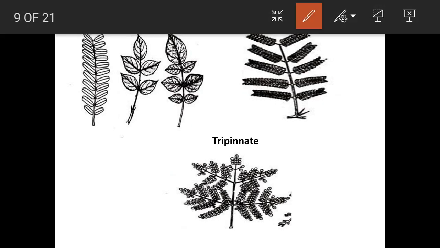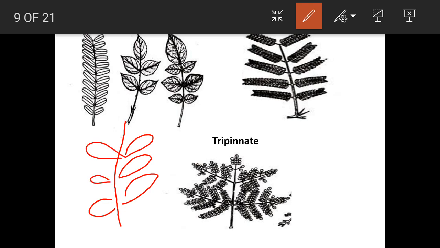Unipinnate. So unipinnate means here is the main rachis. If the leaves are directly attached to this, they may be sessile or they may contain the petiole. This type of leaf is said to be unipinnate. Sometimes what happens, it is the main axis which again shows the branching like this.